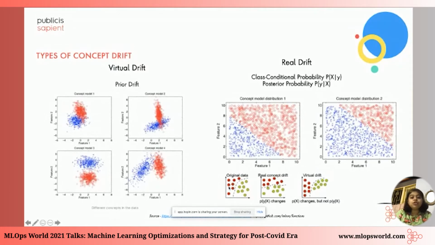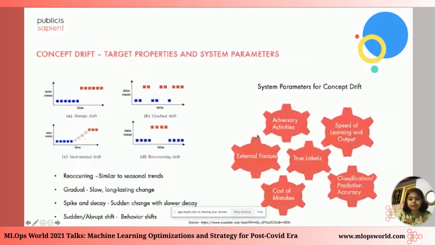But what is a virtual drift? Virtual drift is where the data changes, the data decision boundary changes, but the model decision boundary is not changing. So that remains constant. So probability of X changes, but Y given X is not changing. So there is no drift, only the data behavior has changed. There could be things like the data decision boundary of one of the features increasing in space compared to the other one.